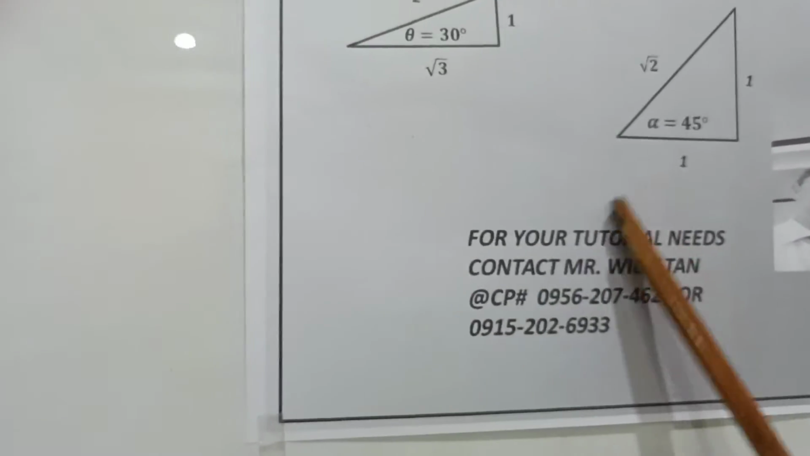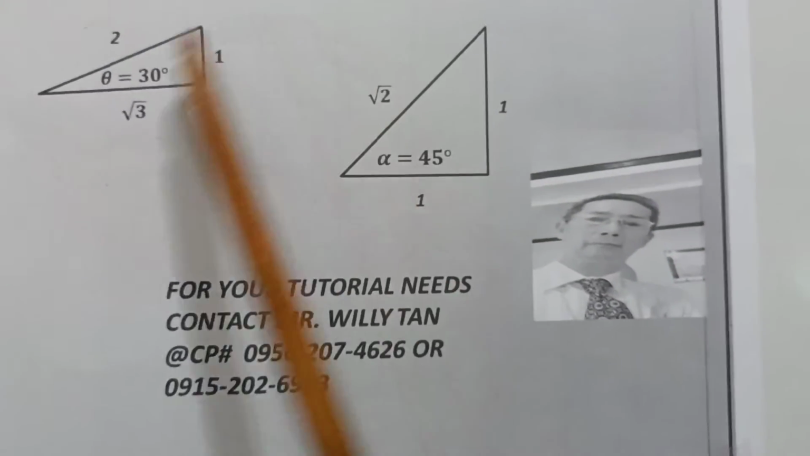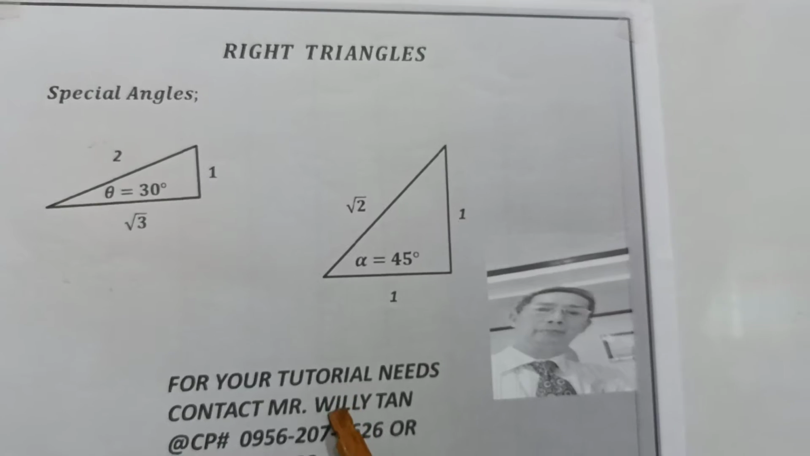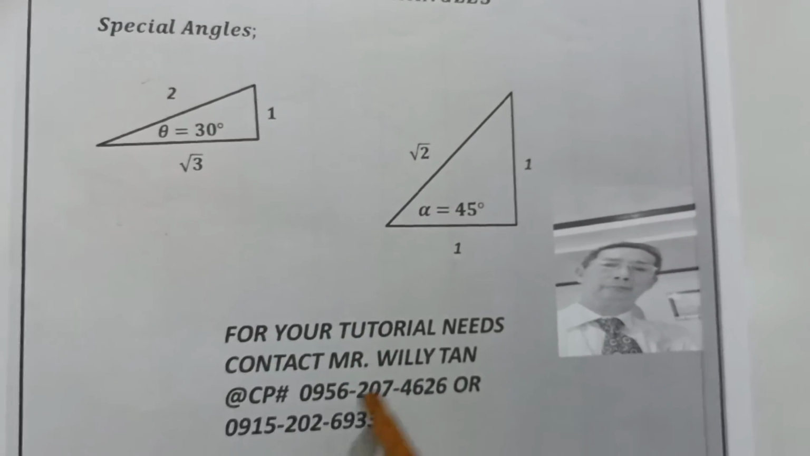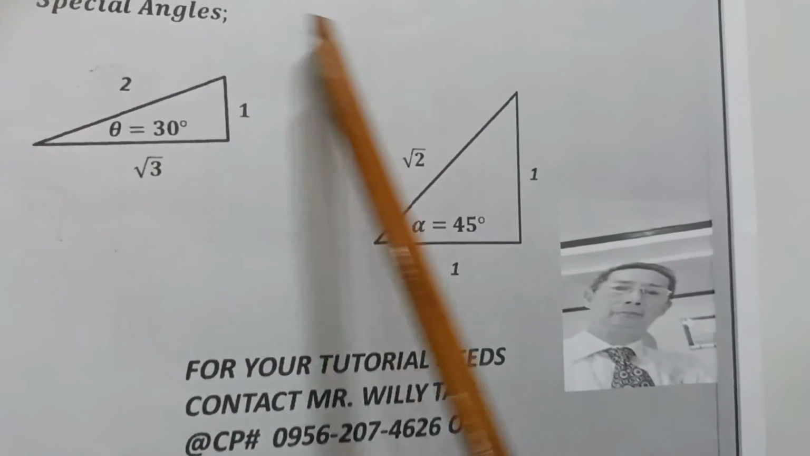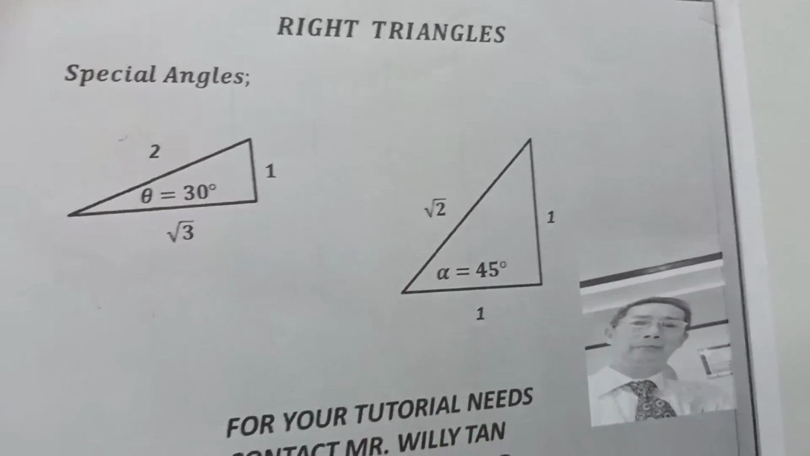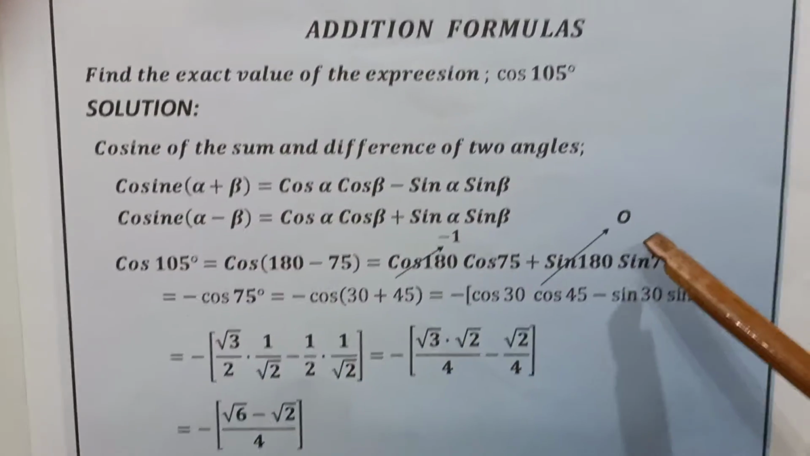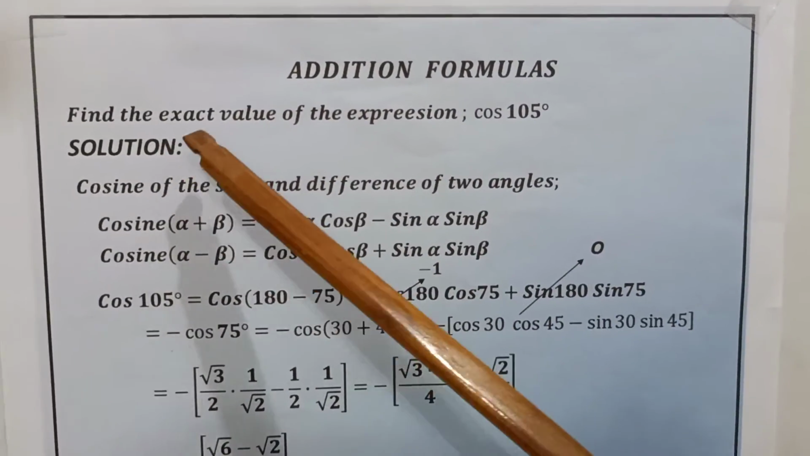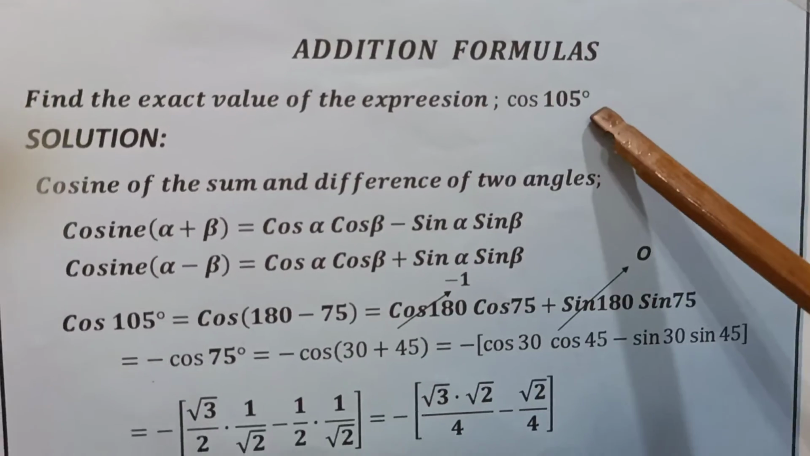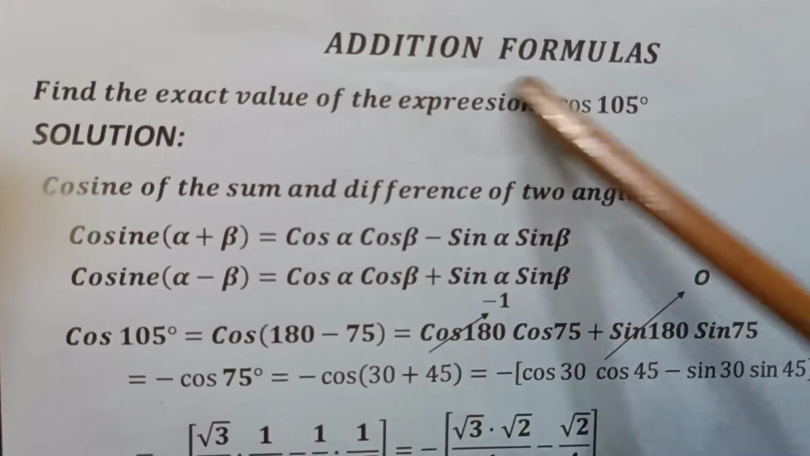We're going to use this to find exact values of given quadrantal angles or any other angles which are equivalent to these two triangles. So we have these two problems. We have to find the exact value of the expression cosine 105 degrees, and we're going to use the addition formulas.